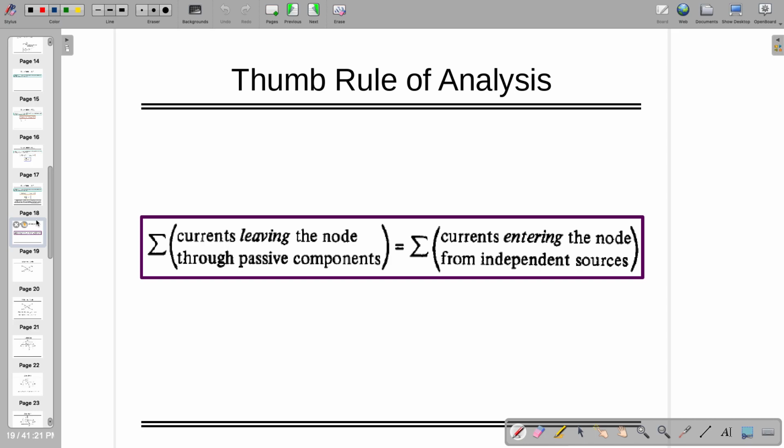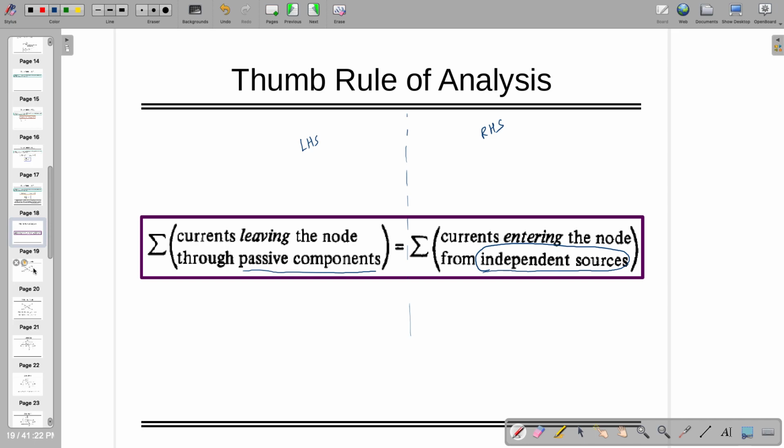Now look at this thumb rule of analysis, which says there are two sides, left hand side and right hand side. In the left hand side you will have all the passive components, through which you write down how much current is flowing. On the right hand side you look at all the independent sources, not dependent sources, independent sources. All the independent sources, in terms of current, you need to write down at the right hand side, right?